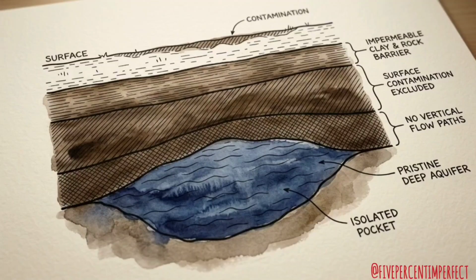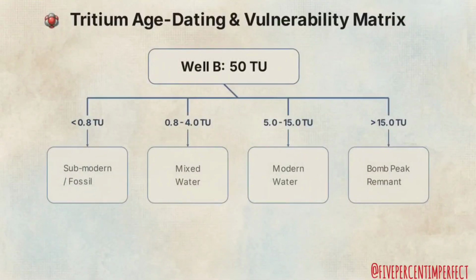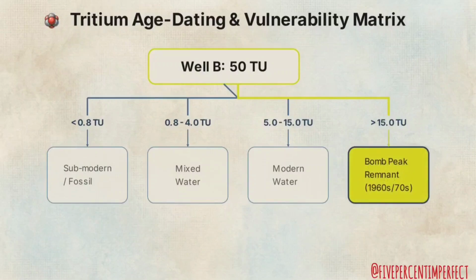Well B tested at 50 TU. Routing through the branch for values greater than 15 identifies this as a bomb peak remnant. This water contains a high percentage of rain that fell exactly during the 1960s or 70s.